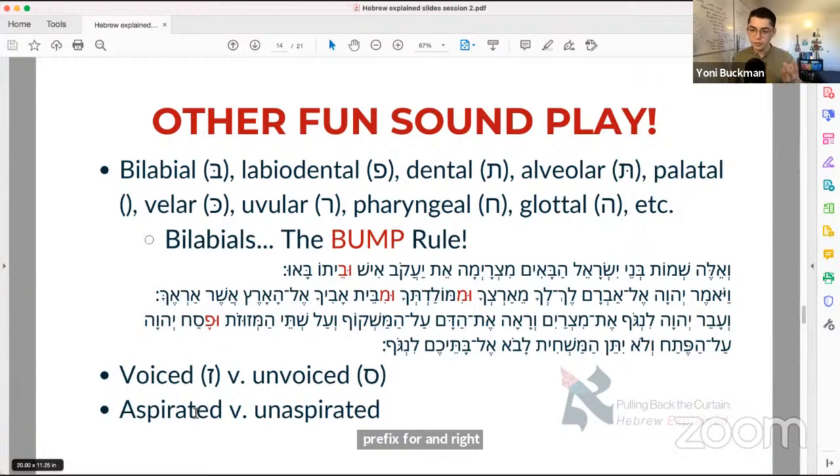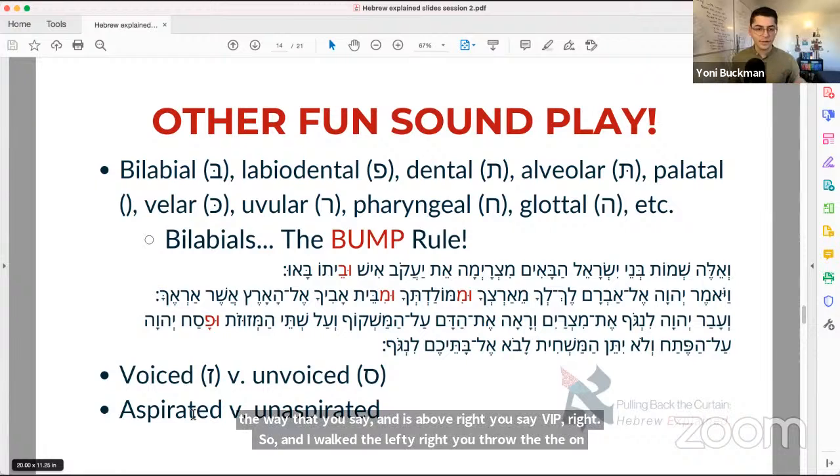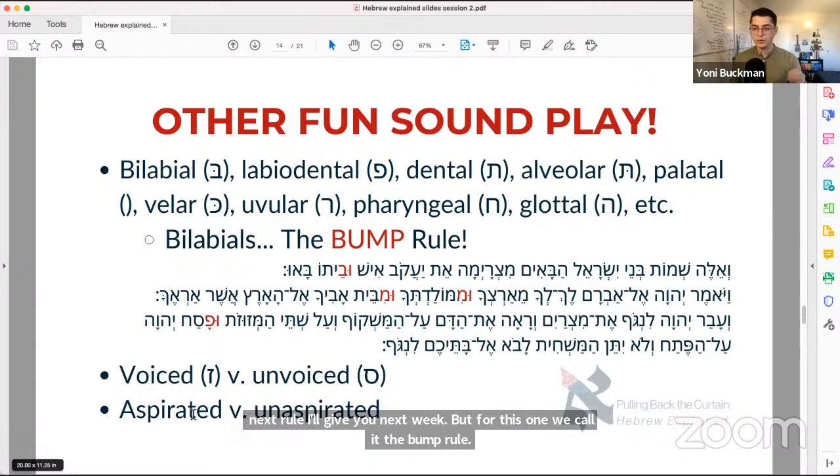So there are really two rules. The next rule I'll give you next week. But for this one, we call it the bump rule. The reason it's the bump rule, it's these bilabials, the b, m, and p. Okay, b, m, p, bump. When the vav precedes a bet, a mem, or a pei, it turns into an u.